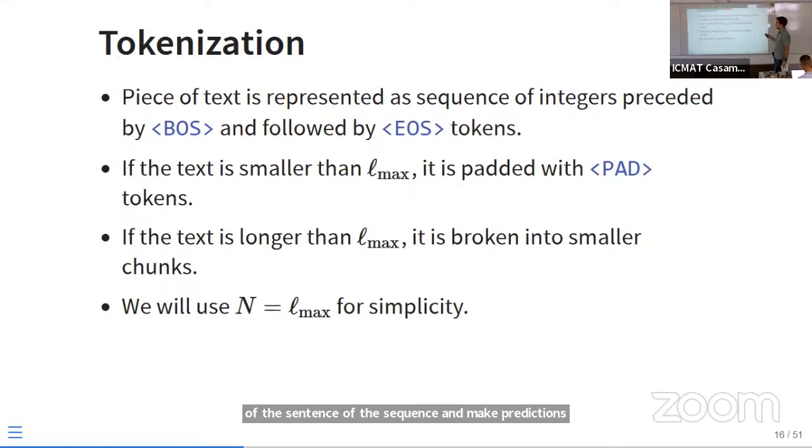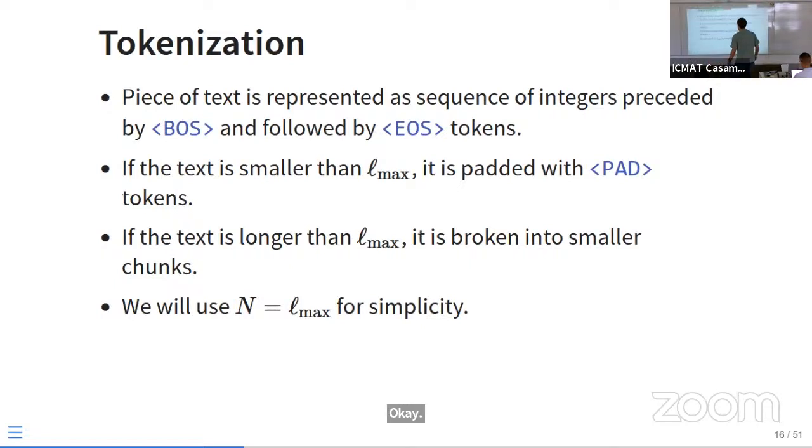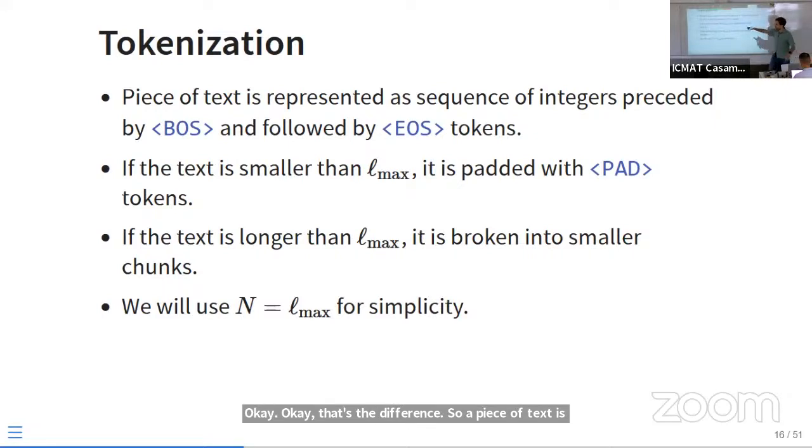So a piece of text is represented then as a sequence of integers, right? Which is preceded by this BOS token, and at the end has the EOS token. And as I said, if the text is smaller than Lmax, it is padded until this length with the pad token. If the text is longer than Lmax, it's broken into chunks.